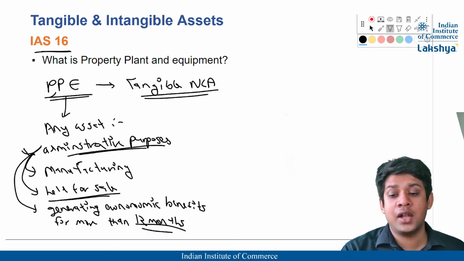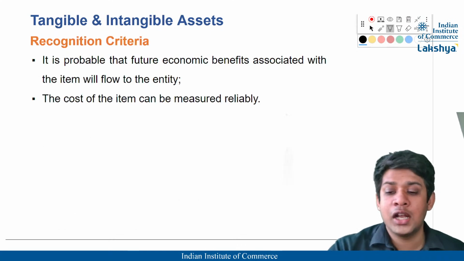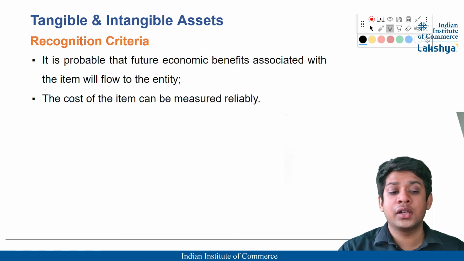So you're going to understand how these tangible non-current assets are going to be accounted for within the financial statements in accordance with International Accounting Standard 16. Okay. Now, let us understand the recognition criteria of property, plant and equipment in accordance with IAS 16.